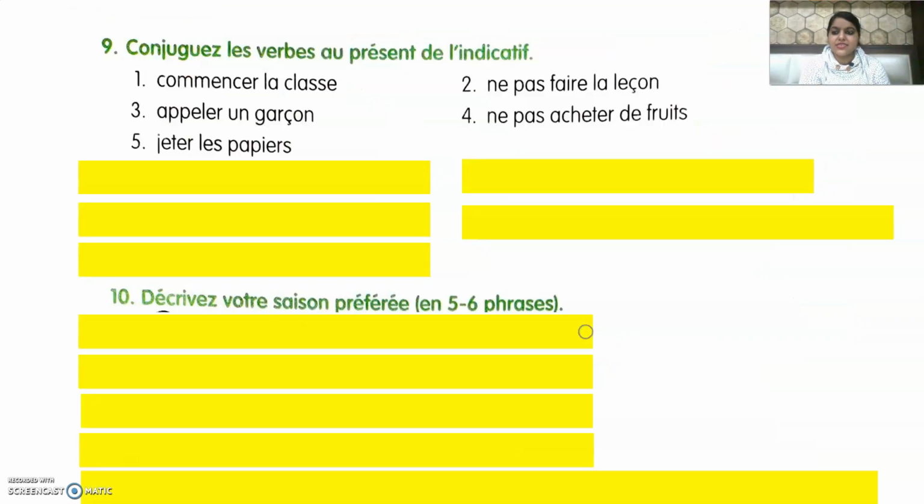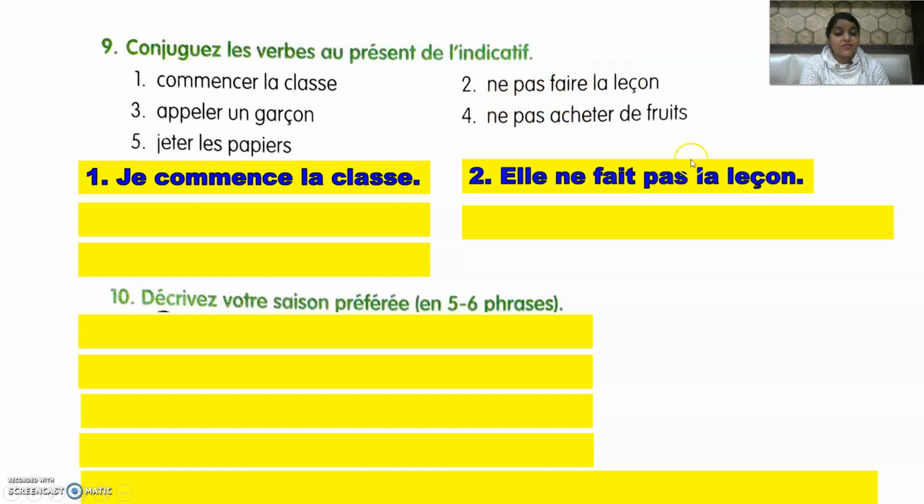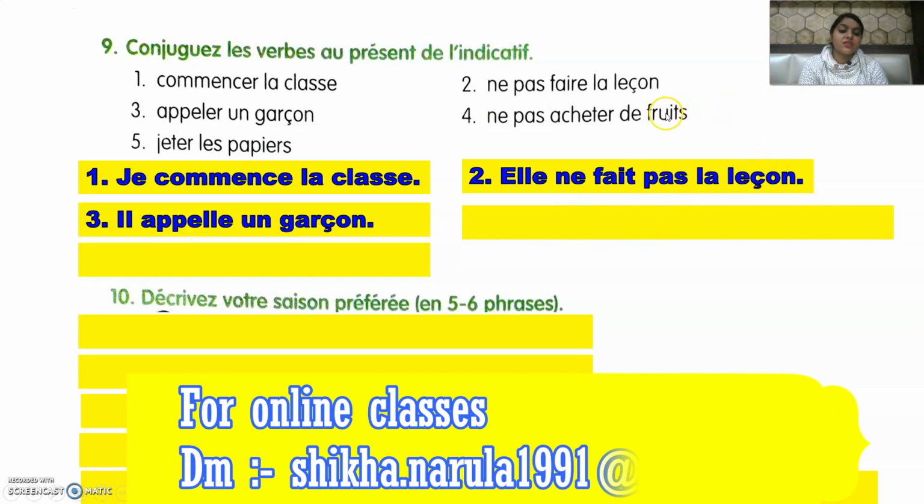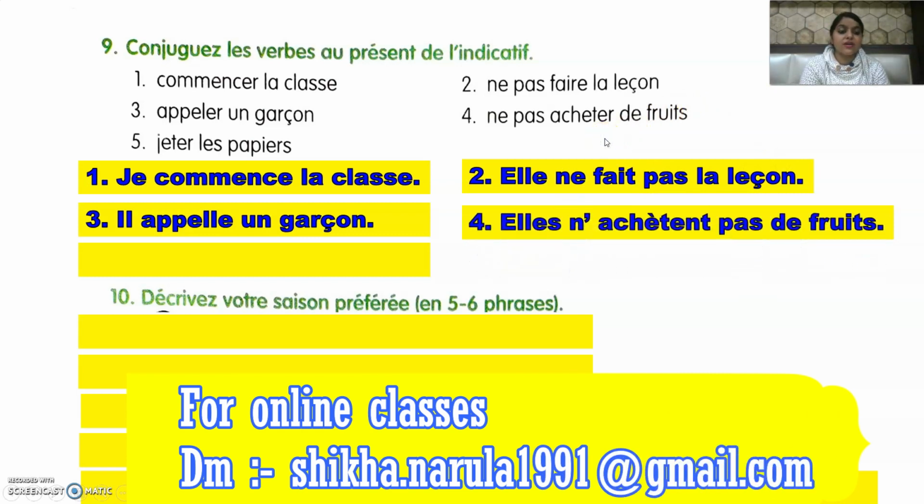So, the next exercise says, conjuguez les verbes au présent de l'indicatif. So, we have to conjugate the verbs in the present form. If the first one is written commencer la classe, the answer will be je commence la classe, that means I start the class. Second one, ne pas faire la leçon, the answer will be elle ne fait pas la leçon, that means she doesn't do the lesson. Then third one, appeler un garçon, the answer is il appelle un garçon, that means he calls a boy. Fourth one, ne pas acheter de fruits, the answer is elle n'achète pas de fruits, that means she doesn't buy the fruits.